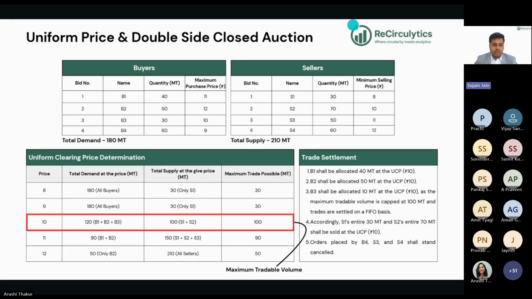Now, if we see the price chart, B1, who had made the first bid, will be allocated 40 metric tons of credits at the uniform clearing price of 10 rupees. B2, who was the second bidder, will be allocated 50 metric tons of credit at 10 rupees. B3, who was the third bidder, but now the available quantity for B3 is only 10 metric tons. Hence, B3 will only be allocated 10 metric tons, and the rest of the order for B3 and B4 will be cancelled. In the same way, the order for S3 and S4 will also be cancelled. And for the next 1 week, the price which will be determined is rupees 10.